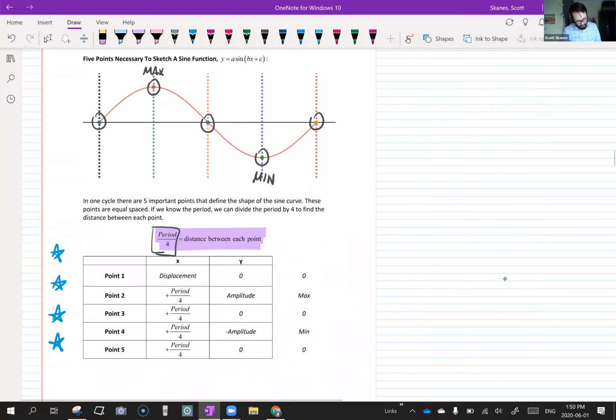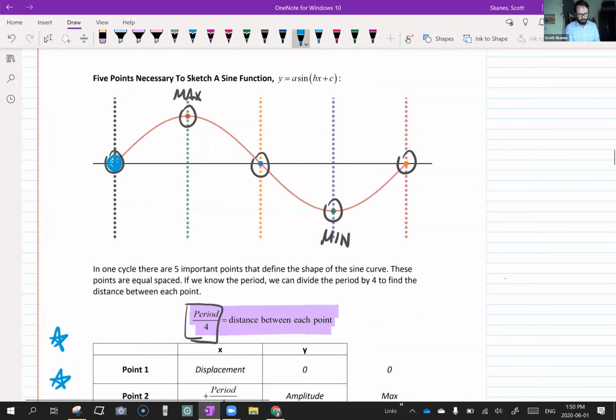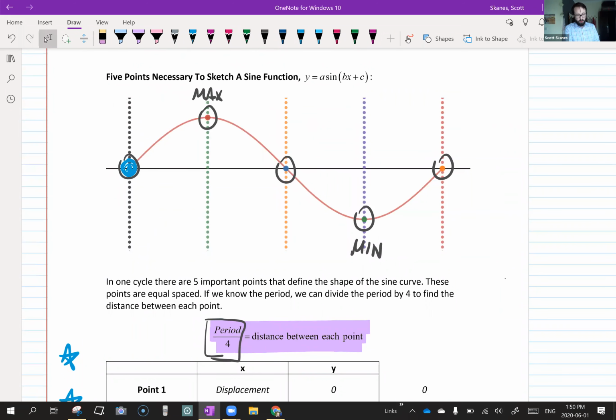Let's just say that this point here, this blue point, is our first point. If we go over by the period, all the way over by the period, we'll start again. So our 2 endpoints are easy to find. You have the original point. If you add the period, you'll get to the end of the function, because that's the definition of the period. That is, it's the whole function. So from start to finish, just add the period.